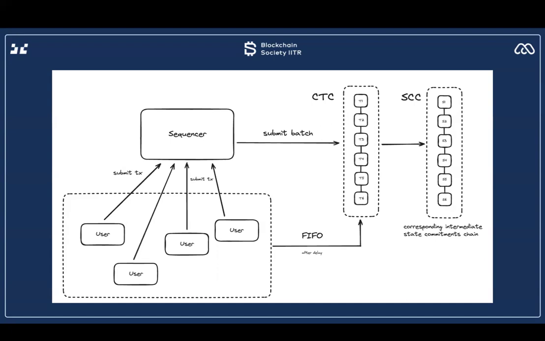Now, the users do not have to use the sequencer on its own, because the sequencer is a centralized entity. So the sequencer can censor your own transactions. Like you can submit a transaction to the sequencer and it can reject the transaction. So if your transaction is rejected, you can directly put your transaction onto the CTC, and that happens on a first in, first out basis. So it's like a queue, right? But the transaction happens after a delay.